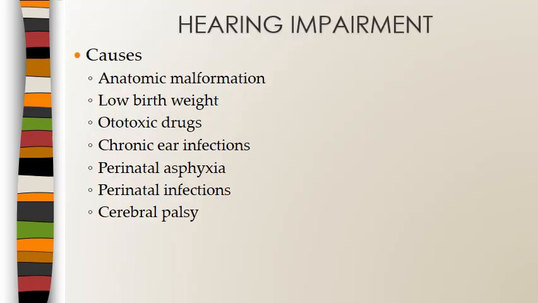So there are different causes for hearing impairment, which can include an anatomic malformation. Some children aren't born with the proper structure and function of the structures of the ears and hearing. Being low birth weight does predispose you to hearing loss. Receiving medications that are ototoxic, so can impair hearing. Some of these medications include antibiotics, especially if they have been received in the newborn period. Other causes include chronic ear infections, perinatal asphyxia, perinatal infection, and cerebral palsy.